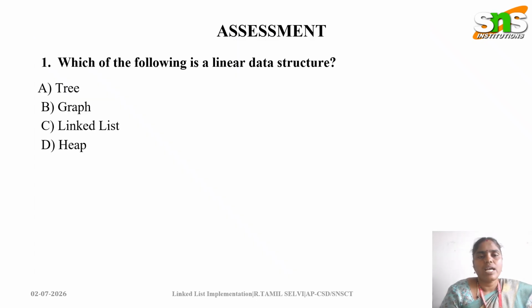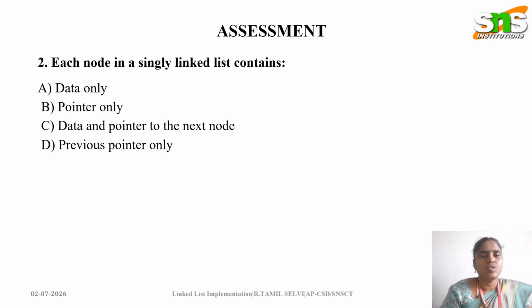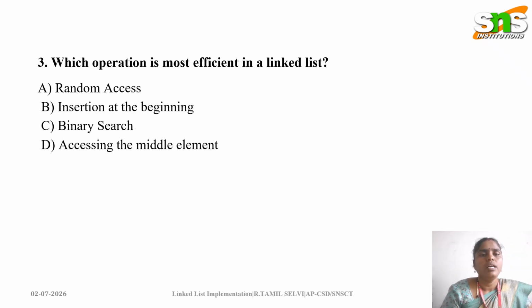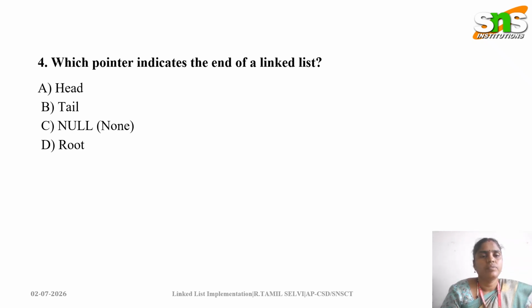Let's test our understanding. The first question is, which of the following is a linear data structure? The answer is linked list. Second question, each node in a single linked list contains, answer C, data and pointer to the next node. Question 3, which operation is most significant in a linked list? Answer B, insertion at the beginning. Fourth question, which pointer indicates the end of the linked list? Answer C, null or None.